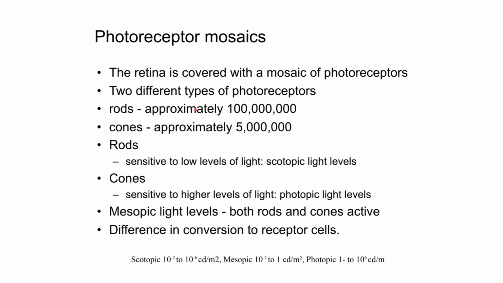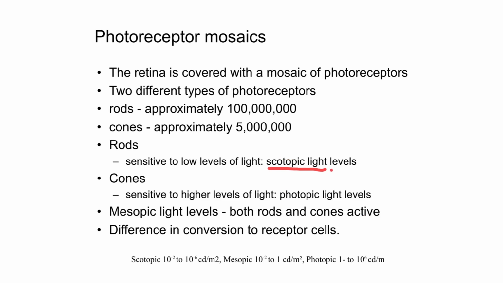So rods are approximately 100 million in our vision system, in our eye, and cones are approximately 5 million. As we already discussed, rods are sensitive to low levels of light, so we call these low levels of light scotopic light levels. And cones are sensitive to higher levels of light, and these higher levels of light are called photopic light levels. There are some light levels which are in the intersection point of scotopic and photopic light levels. We call them mesopic light levels. So at these mesopic light levels, both rods and cones are active.